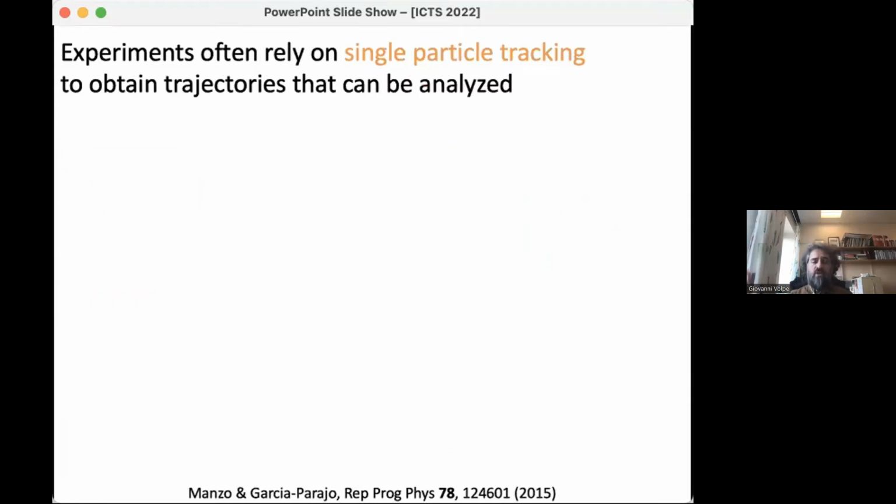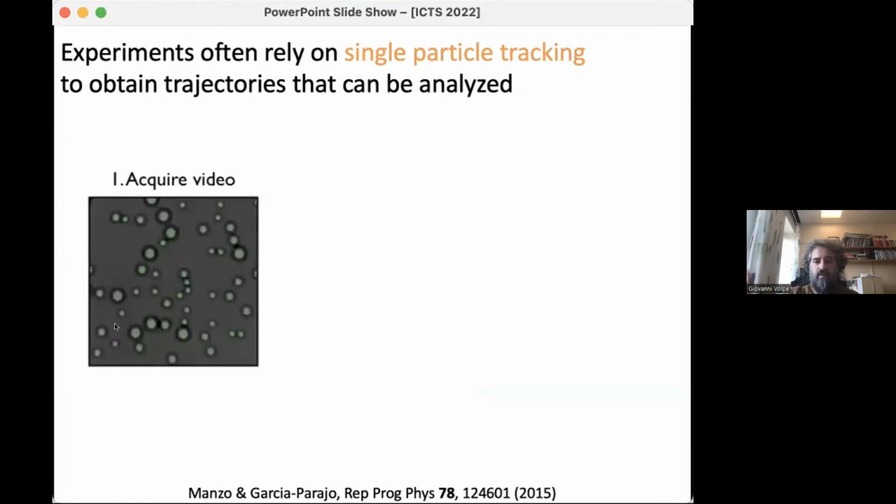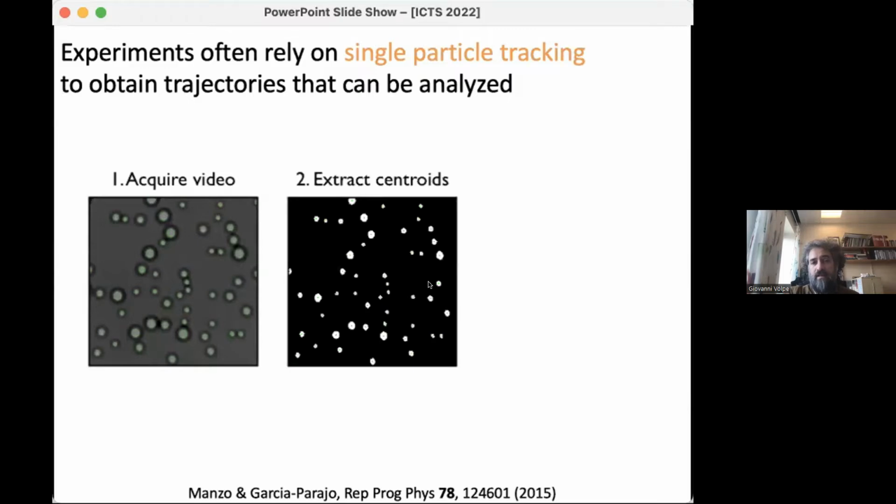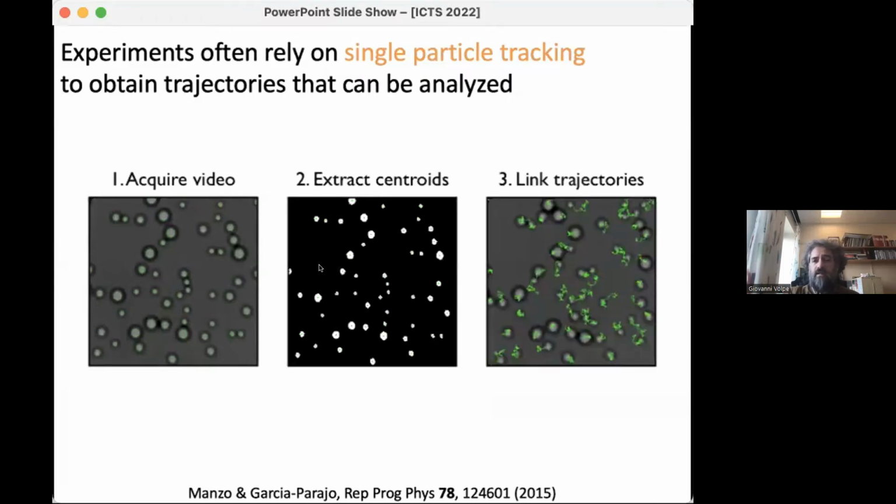Okay, so typically, how do experiments work? Well, typically experiments work on tracking a particle. Here I'm thinking mostly of microscopic experiments where what people typically do is to acquire a video of microscopic particles moving around, then extract their centroid and characterize their trajectories, so that you can then study them, for example, with a mean square displacement. In this context, there is this very nice review by Carlo Manzo and Maria Garcia Parajo a few years ago in Reports on Progress in Physics, which I mention here below.